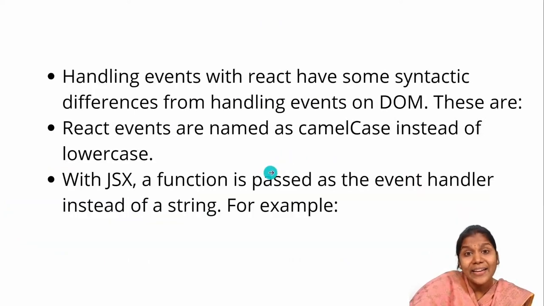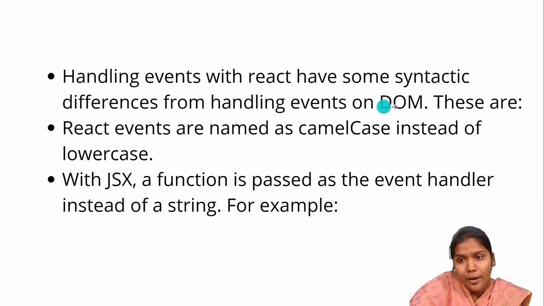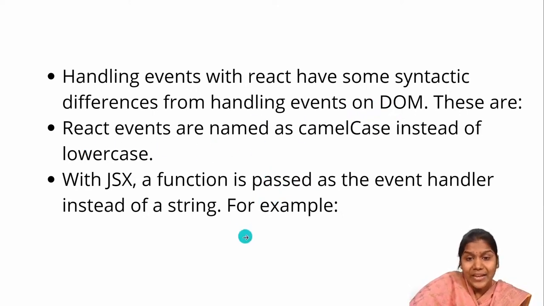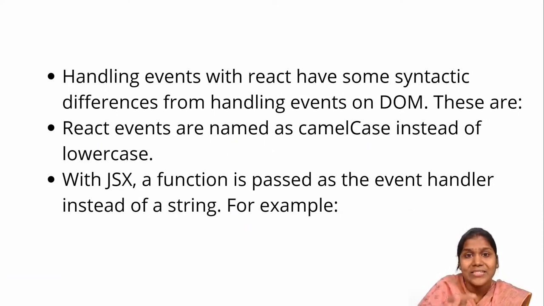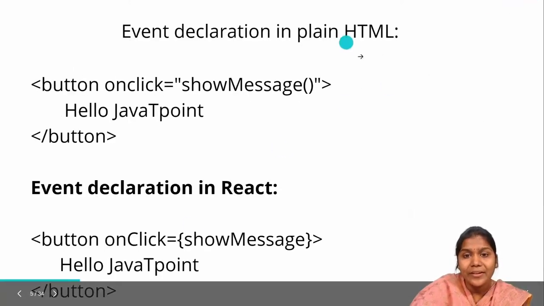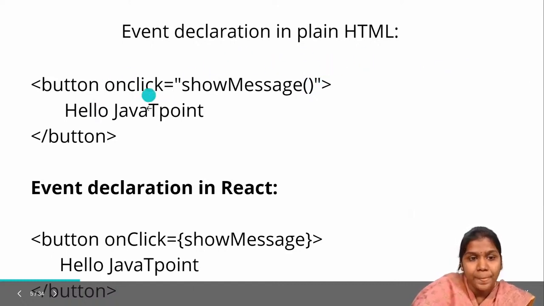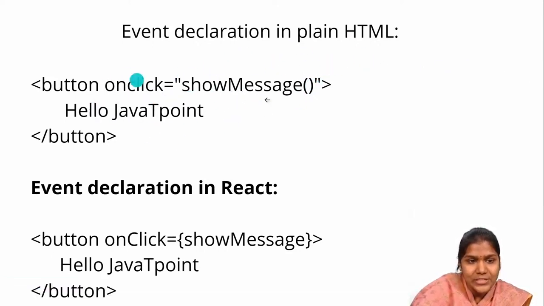Here comes handling events with React. It has some synthetic differences from handling events on the DOM. Like, React events are named in camel case instead of lowercase. So in React, events are named with camel case letters rather than lowercase letters. Okay. With JSX, a function is passed as an event handler instead of a string. Here comes an example, event declaration in plain HTML. So you can see here show message, like hello Java, or you can put something like hello web development React.js, like that. So give that button.